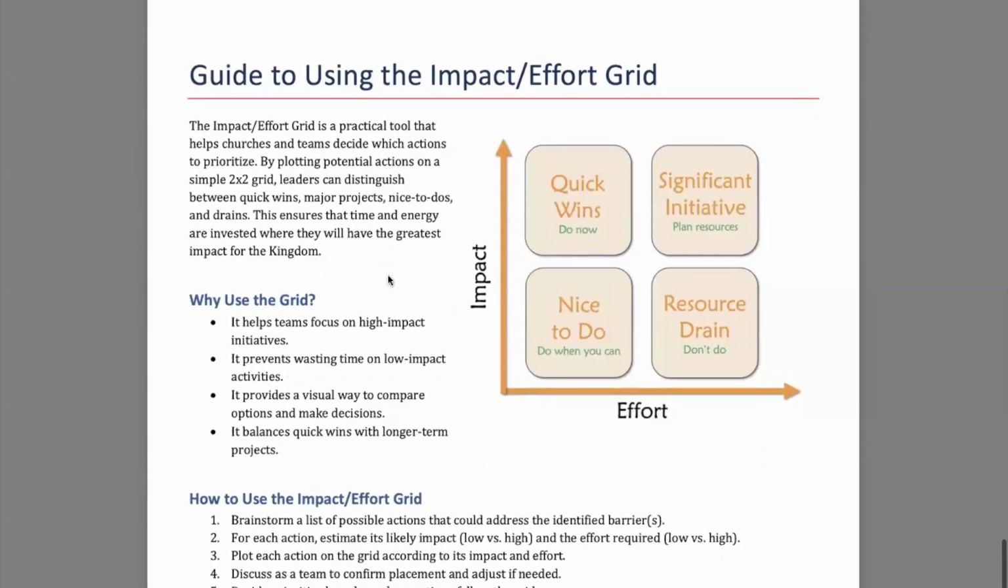Now let's talk about the impact effort grid. We can use this grid to help prioritize things and select those actions that are going to be most fruitful. By plotting all these actions or potential ideas on this grid, we can identify the quick wins. These are the high impact things that don't require much effort. We might want to do them right away.